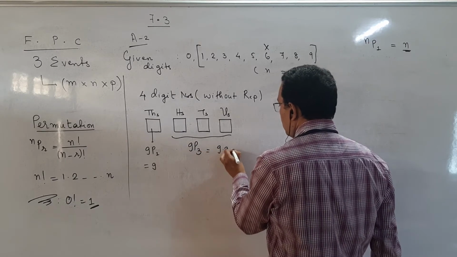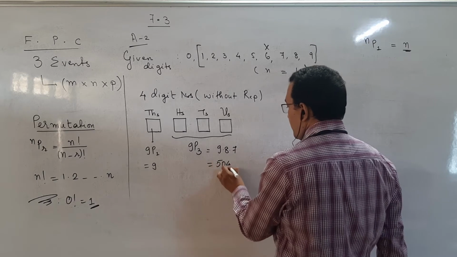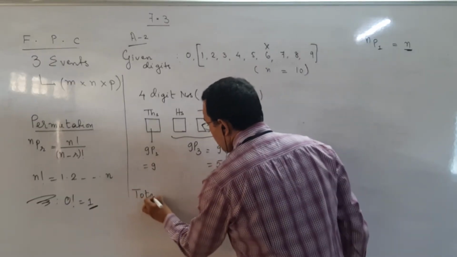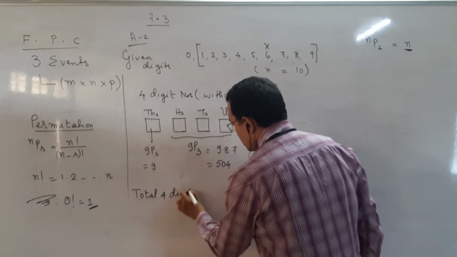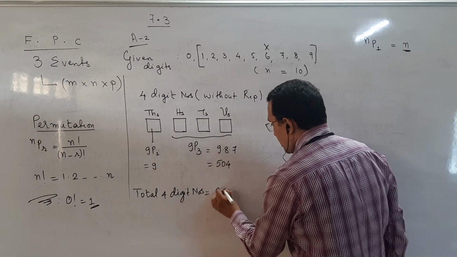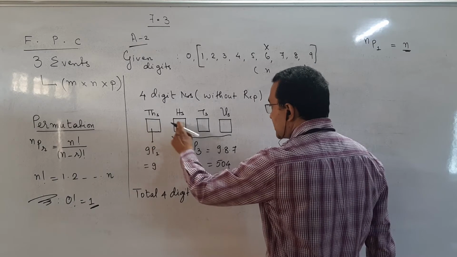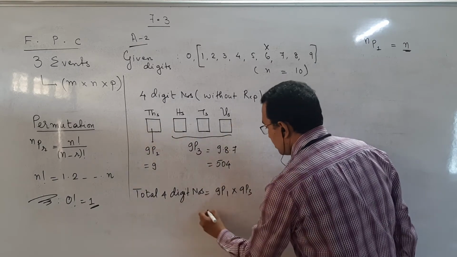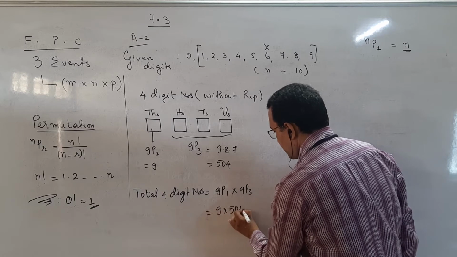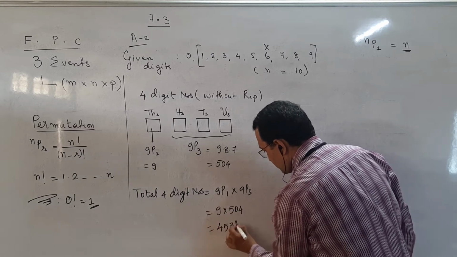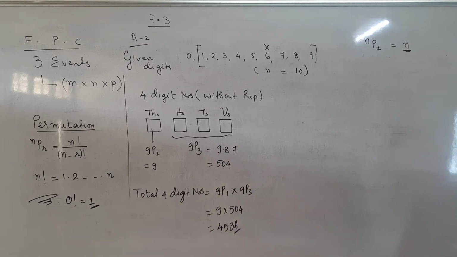And that is 9 into 8 into 7, and that is 504. So total 4-digit numbers will be 9p1 into 9p3. Why into? Because I am arranging the first digit and the remaining 3 digits, and always multiplication. So 9 into 504. So this is 4, 5, 3, 6. 9 5s are 45, and 4 into 9 is 36. So 4500 plus 36, so 4, 5, 3, 6. Even if I would have gone by FPC, students, my answer would have remained same.